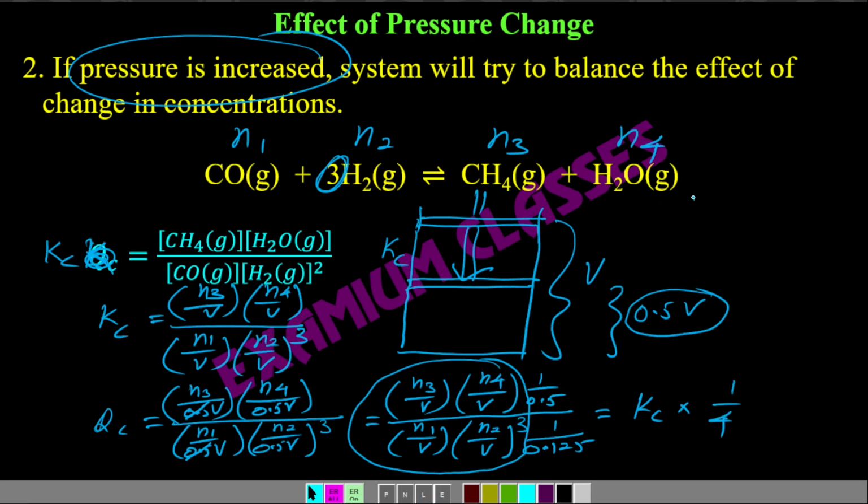It means you get Qc is less than Kc. Kc is 4 times Qc. So Kc is greater, Qc is smaller. And if Qc is less than Kc, it means the reaction will go in forward direction. You know that. So this way also you can explain, in terms of concentration, and in terms of pressure also you can explain.